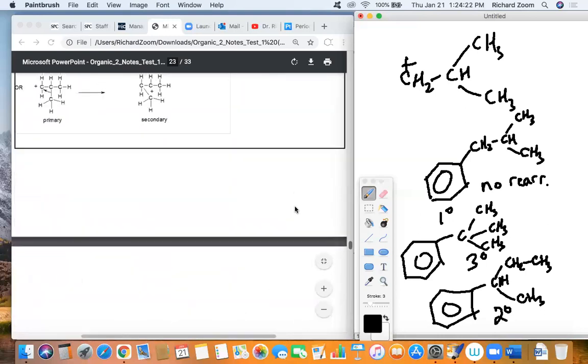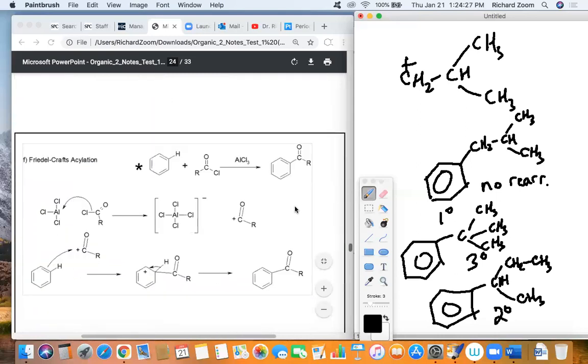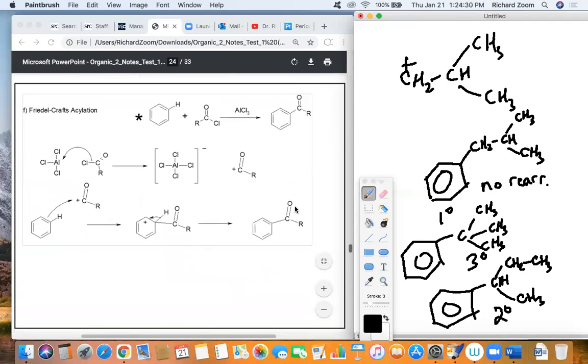Now I'm going to go back and I'm going to show some examples from old tests, okay? But there's just one other reaction here, and that's the Friedel-Crafts acylation. Now for this one, it's a similar deal, except the acylation is because we've got a C double bond O connected to a Cl. Now these are less prone to rearrangements than the carbocations we've been talking about. So the product is just going to be whatever this R is connected to the C double bond O and the Cl.